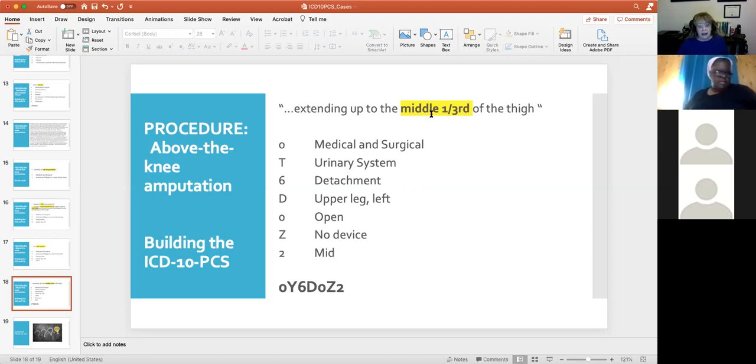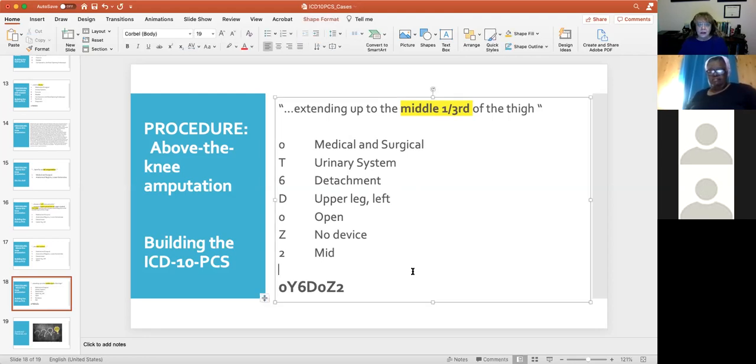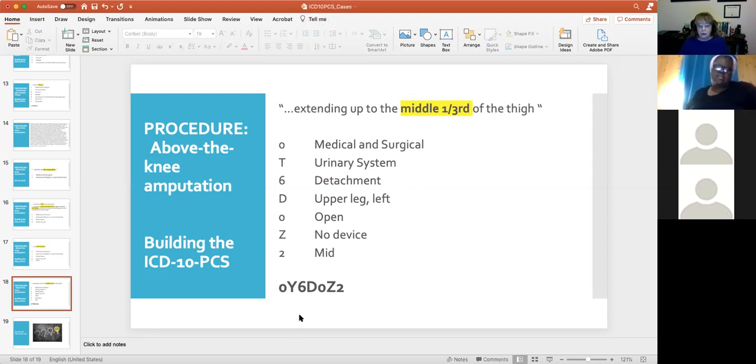The mid thigh, because that's where that happened. And so we end up with 0, Y6, D as in dog, 0, Z as in zebra, 2. Yes. Okay. So see, you guys can do this. You guys do this better than I do this.